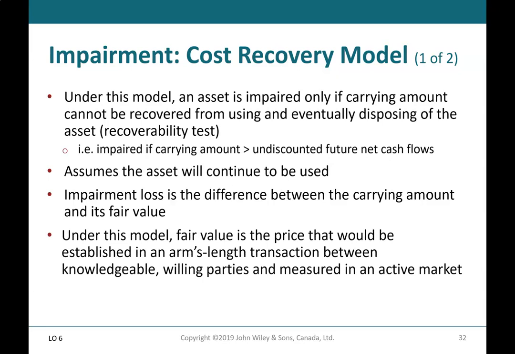Under this model, fair value is the price that would be established in a non-arm's length transaction between knowledgeable, willing parties and measured in an active market.